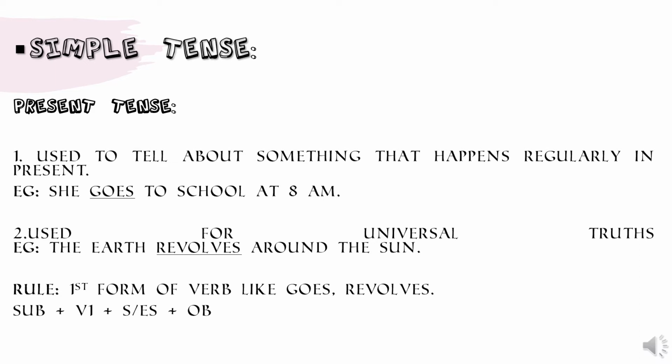Rules in this sentence: use the first form of the verb, like goes, revolves. The structure is subject plus the first form of the verb plus s or es plus object. When we make this sentence, we should always learn that I, you, we, they are plural, and we use the s or es only with singular subjects.